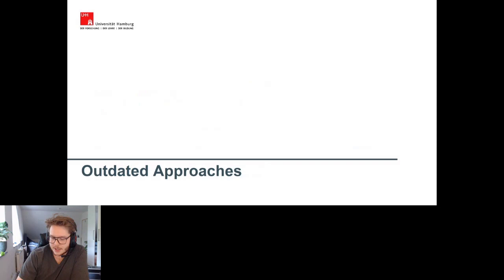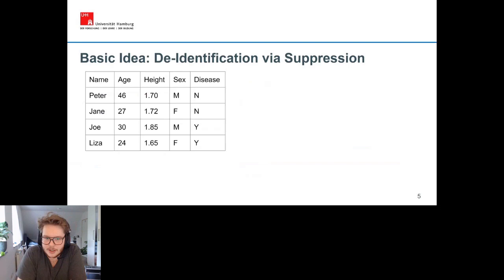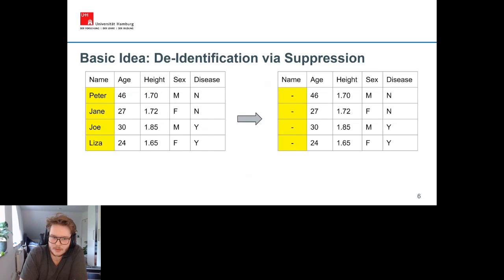So first, outdated approaches. The simplest way to not leak private data from your database is to not have private data in your database, right? So for example, let's look at the very much identifying data point, your name. If we just remove the name through suppression, we de-identify the data, and now you no longer can leak it, right? But it turns out not only your name is identifying you, there are a lot of other things in the database that could identify you, right?